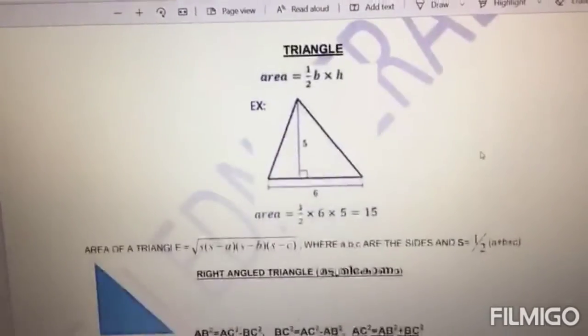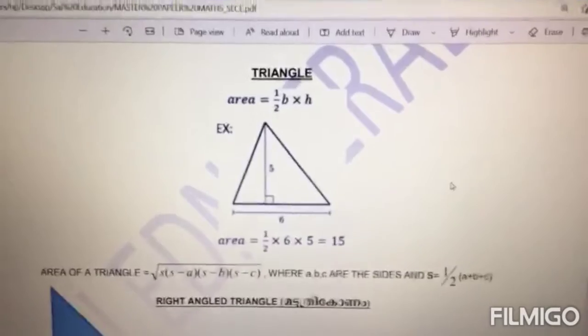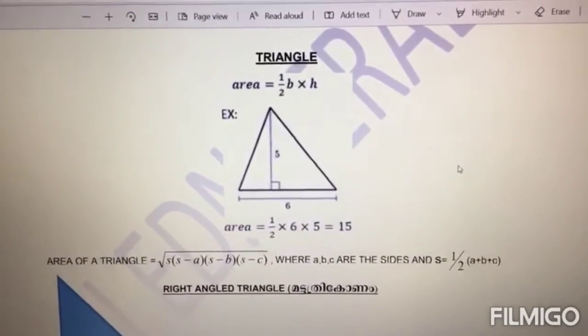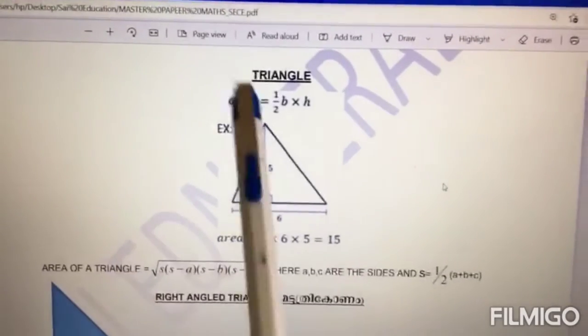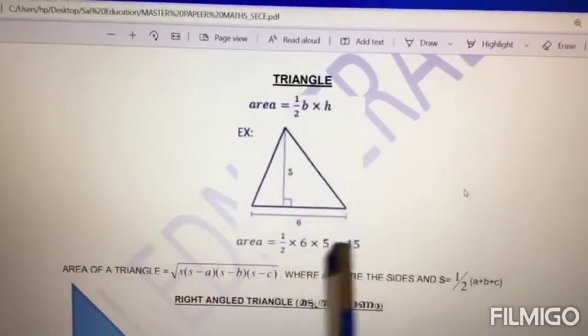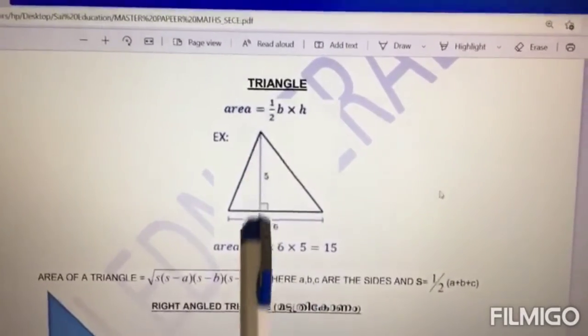Let's move to triangles. What is a triangle? A triangle is a polygon. What is a polygon? A polygon is a figure which has more than 2 sides. A triangle is a 3-sided polygon. It's a figure and the area is half into base. This is called the base and this is called the height.